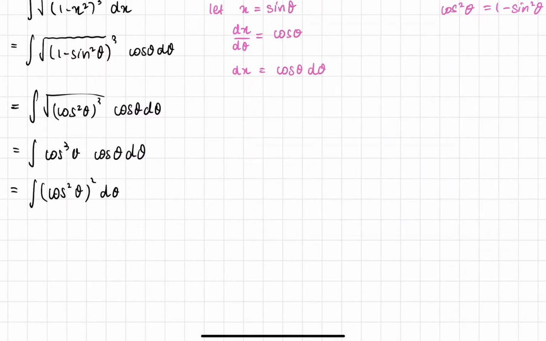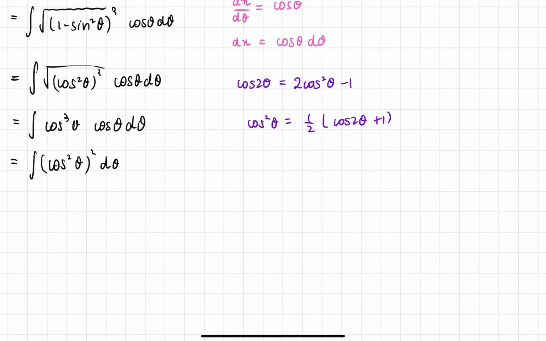Man, this is a hell of a question. So we're going to use cos 2 theta is equal to 2 cos squared theta minus 1, which means cos squared theta is equal to half of cos 2 theta plus 1. So I'm going to say half of cos 2 theta plus 1, squared.